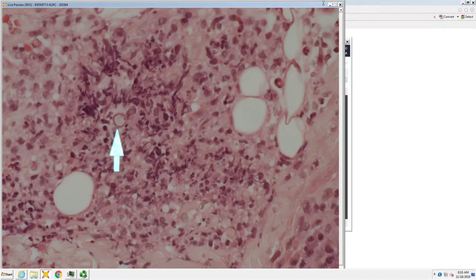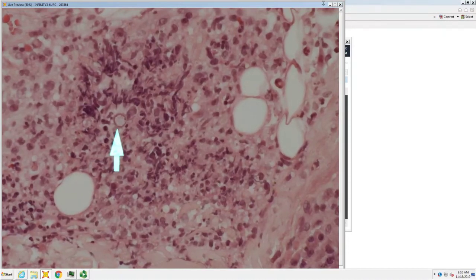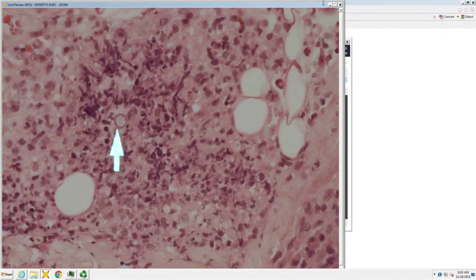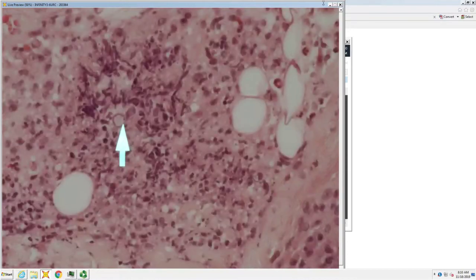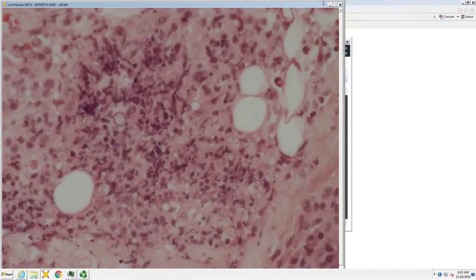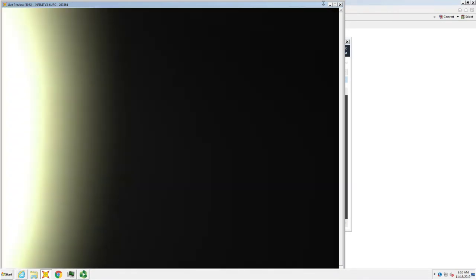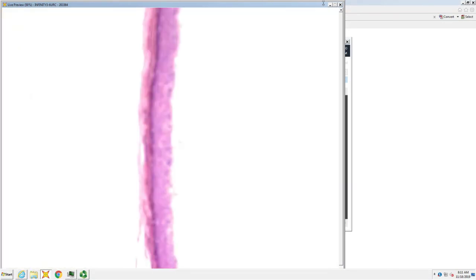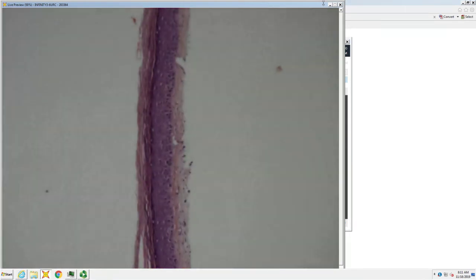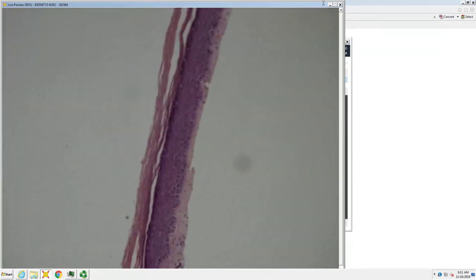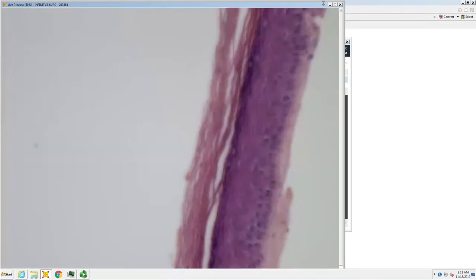So coccidioidomycosis, absolutely correct. So you have large spore, very symmetrical wall, lacy interior. So, cocci. Kind of a compact horn, so you want to look in your horn.